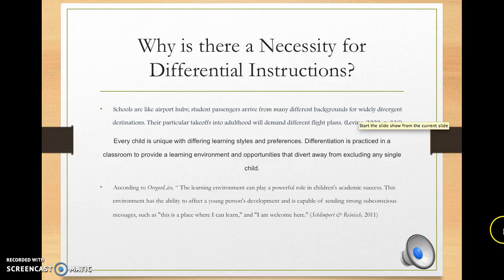Why is there a necessity for differentiated instruction? Because one, every child is unique with differing learning styles and preferences. Differentiation is practiced in classrooms to provide a learning environment and opportunities that divert away from excluding any one child. And two, because according to Oregon Live, the learning environment can play a powerful role in a child's academic success. The environment has the ability to affect a young person's development.